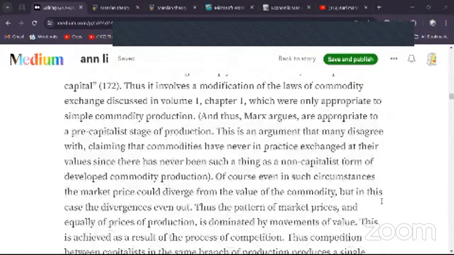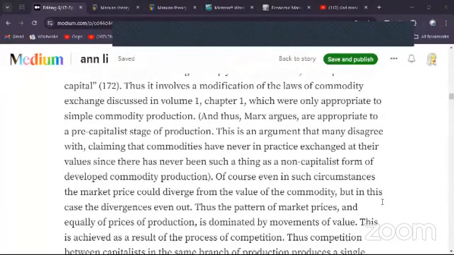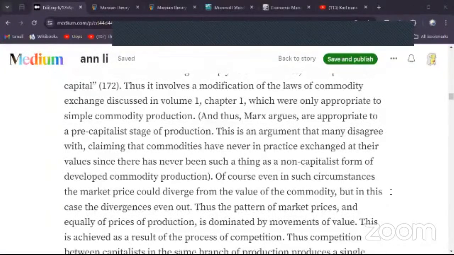This is an argument that many disagree with, claiming that commodities have never in practice exchanged at their value, since there has never been such a thing as a non-capitalist form of developed commodity production. It's an interesting kind of question, and you can use it to argue all kinds of wacky things. You could even use this to argue that communism doesn't work, and it's a stupid argument anyway.